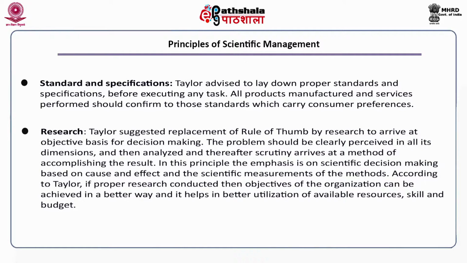Research. Taylor suggested replacement of rule of thumb by research to arrive at an objective basis for decision making. The problem should be clearly perceived in all its dimensions and then analyzed, and thereafter scrutiny arrives at a method of accomplishing the result. In this principle, the emphasis is on scientific decision making based on cause and effect and the scientific measurements of the methods.